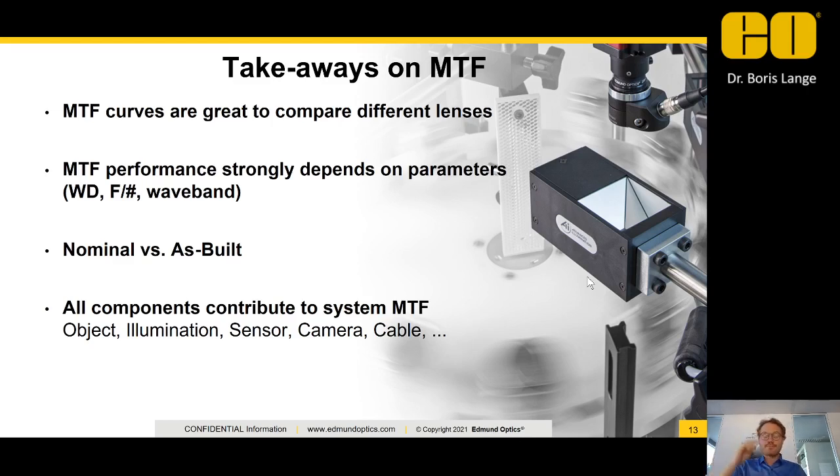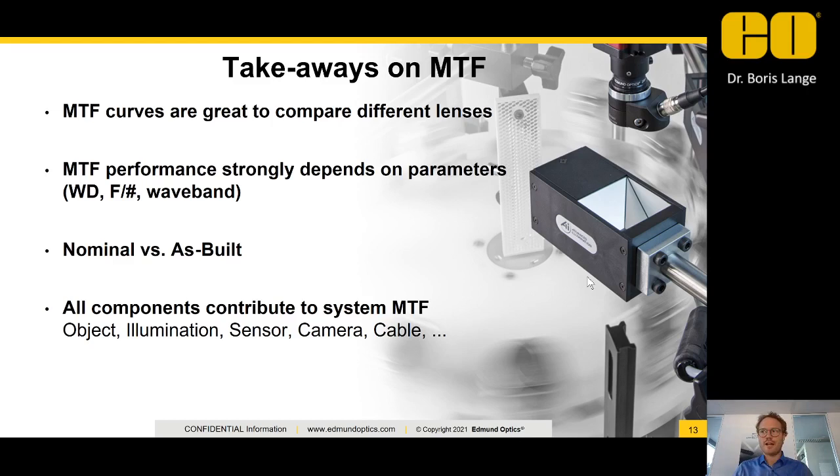So that's great. And that's also the reason why we print at least 2 or 3 different MTFs in each and every one of our data sheets. So you guys can have a look at what these optics do for you in more detail.